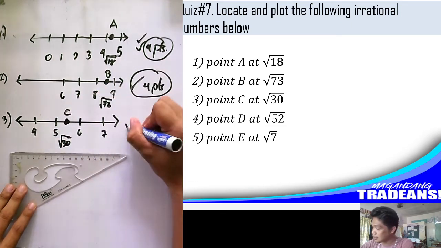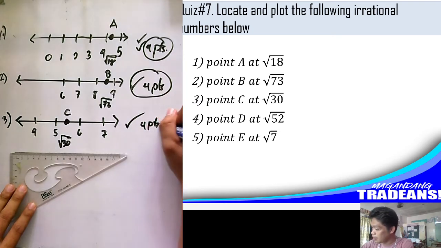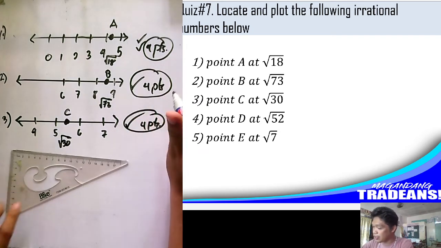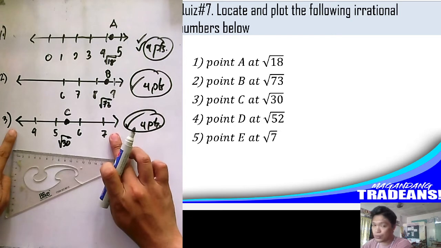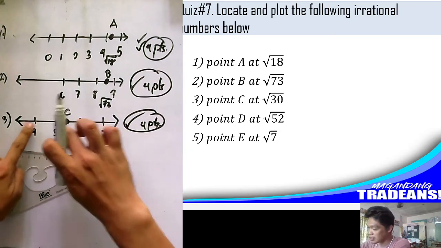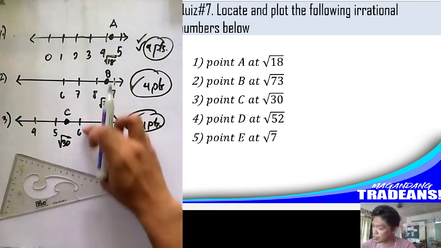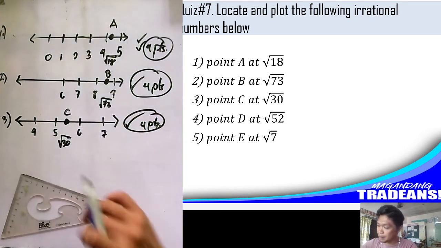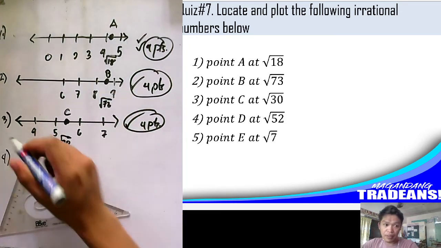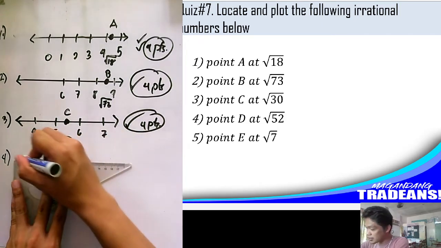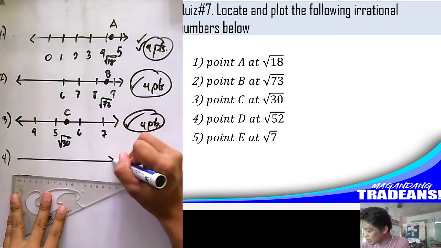Okay, again, this is 4 points. Ang errors, -1 kapag walang arrow. Minus 1 kapag ang distansya is magkakaiba. Minus 1 kapag walang square root of 30. And minus 1 kapag walang C. Next, number 4. For number 4, again, you draw a straight line with an arrow at the middle.